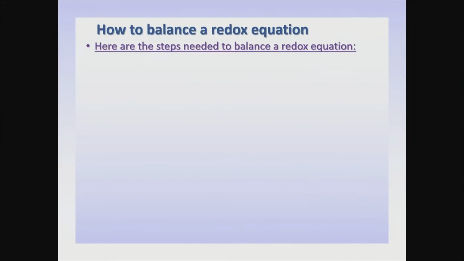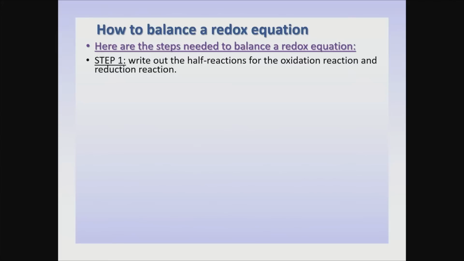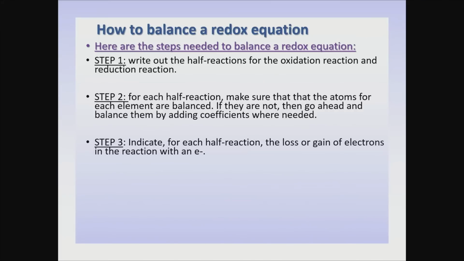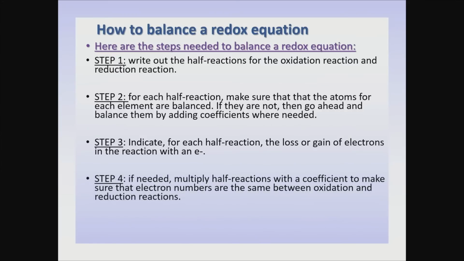So here are the rules for balancing redox equations. The first step is to write out the half reactions for the oxidation reaction and the reduction reaction. The second step is, for each half reaction, make sure that the atoms for each element are balanced. If they are not, then go ahead and balance them by adding coefficients where needed. The third step is to indicate for each half reaction the loss or gain of electrons in the reaction with an e- symbol. The fourth step is, if needed, multiply half reactions with a coefficient to make sure that the electron numbers are the same between the oxidation and reduction reactions.